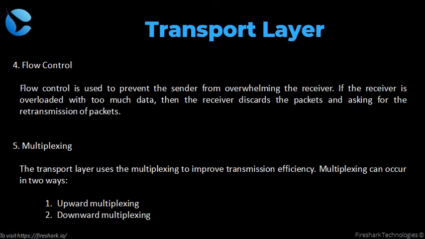Multiplexing. The transport layer uses multiplexing to improve transmission efficiency. It can be done in two ways: upward and downward. Upward multiplexing means multiple transport layer connections use the same network connection. To be more cost effective, the transport layer sends several transmissions bound for the same destination along the same path. Now, downward multiplexing. Downward multiplexing means one transport layer connection uses multiple network connections.